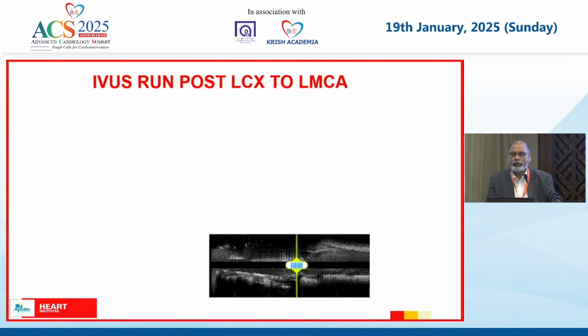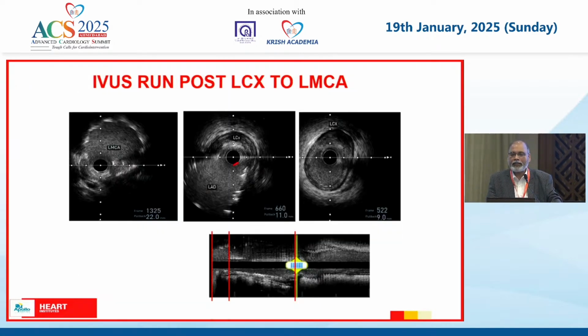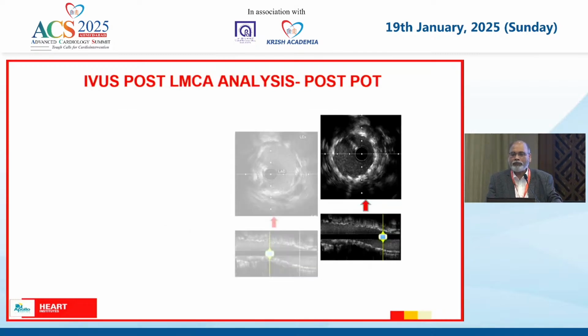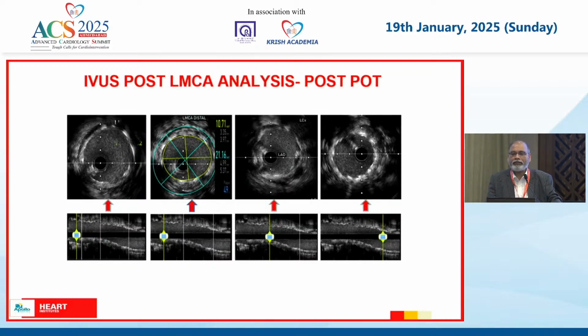You take a run from the circ to the LMCA so that you're sure you're not obstructing the ostium, and then go ahead from the LMCA to LAD, and you have acquired a 10.7, which is more than sufficient for your LMCA.